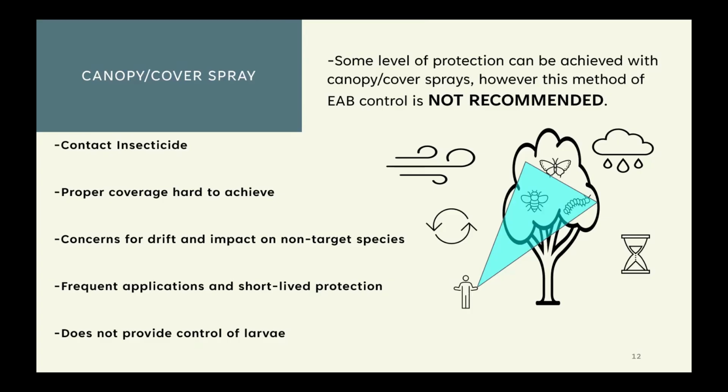The other thing to consider is that the damaging stage of EAB's life is the larval stage, where they are beneath the bark of a tree and feeding on the vascular system. And so these insecticides that are applied to the exterior of a tree are really not coming in contact with the target insect, and are really not providing any control of the larvae.